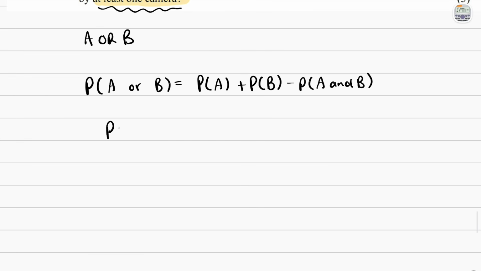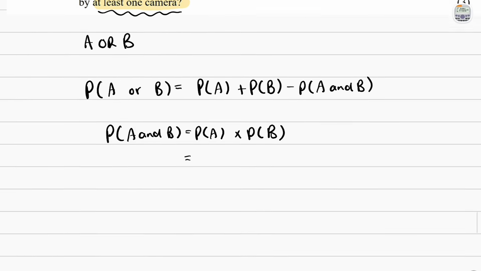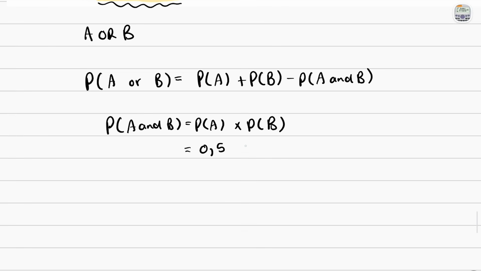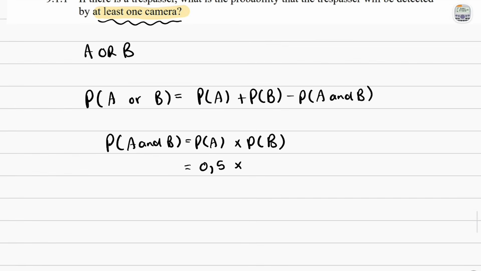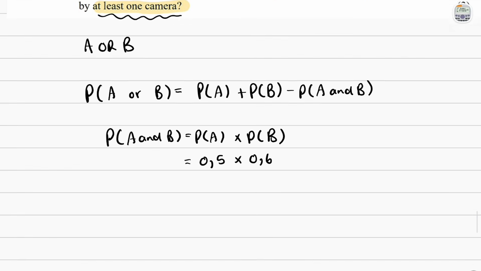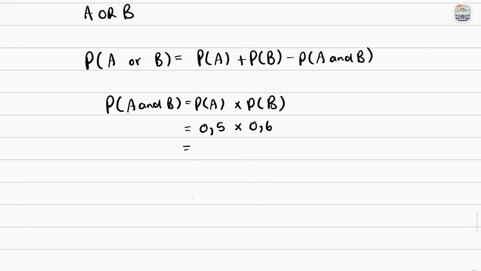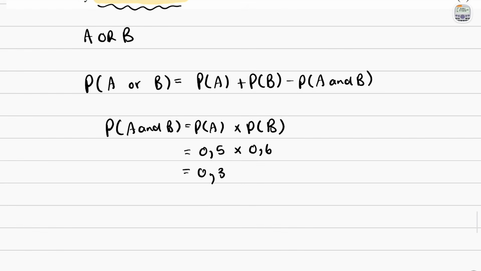So in order to find the probability of A and B, we're going to find this by saying the probability of A multiplied by the probability of B, okay? And so the probability of A is 0.5, and we're multiplying by the probability of B, which is 0.6, and then we get, that's going to be 5 times 6 is 30, so that's going to be 0.3, okay? So this is what we're going to get.